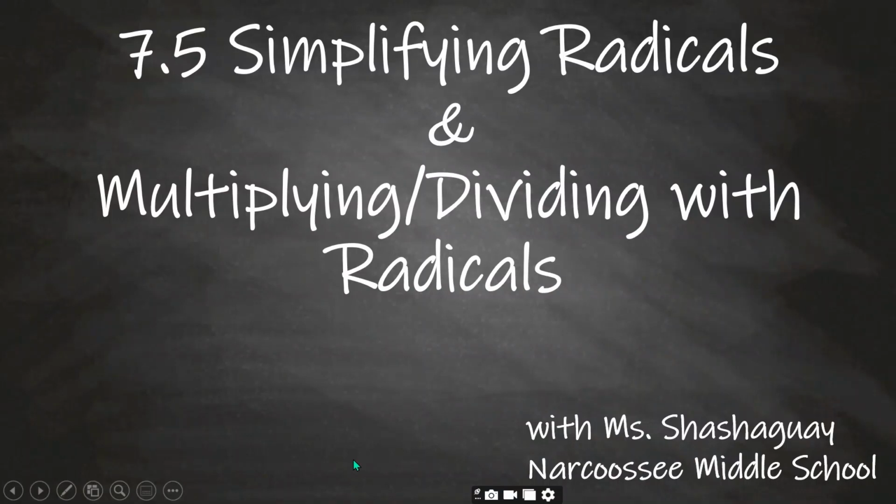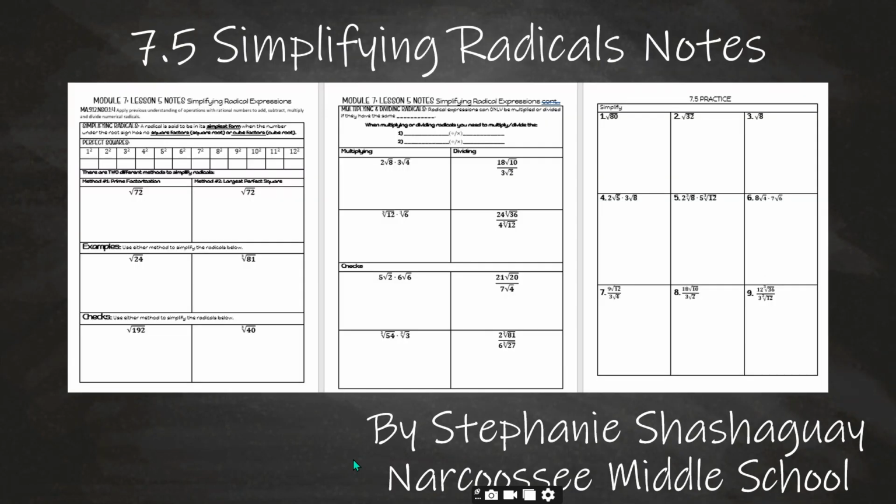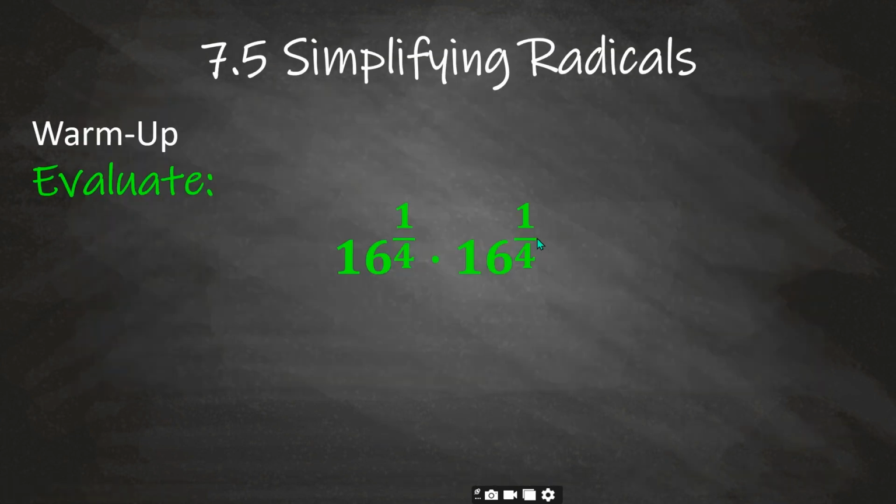All right, in this video, we're going to learn about Module 7, Lesson 5, simplifying radicals and multiplying and dividing with radicals. All right, you should have 3 pages of notes. We're going to start by learning how to simplify them, and then we're going to start multiplying and dividing with them.